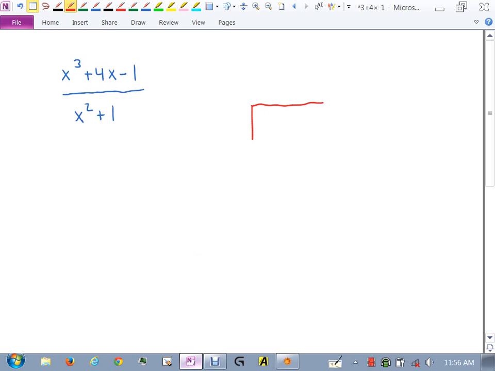Anything I need to be careful of here? I'm missing an x squared. So I should put x cubed plus 0x squared, then plus 4x, then minus 1. Then out here, x squared plus 1.